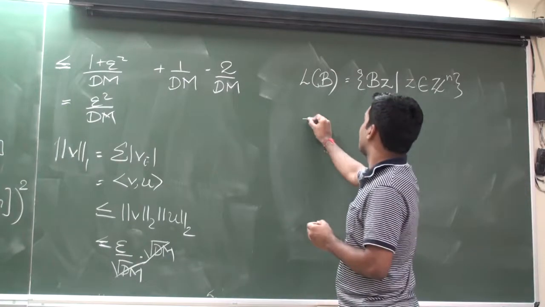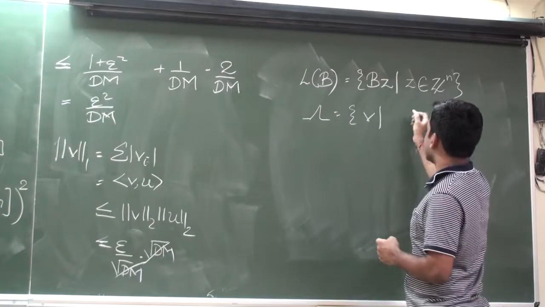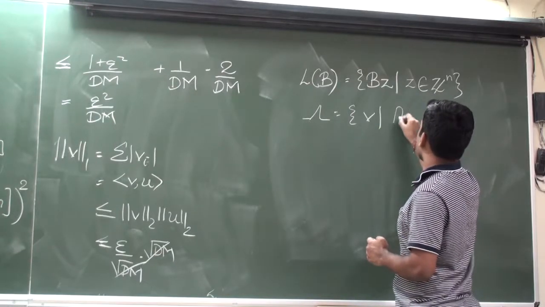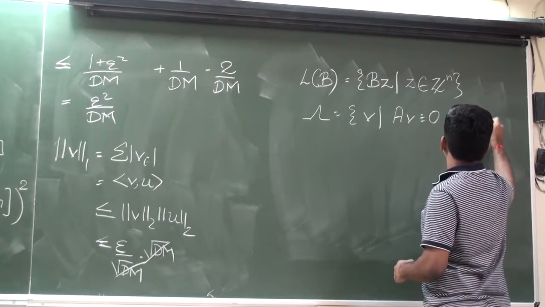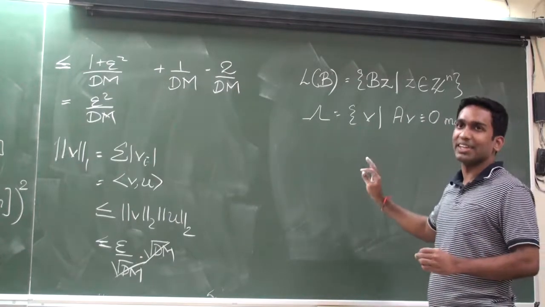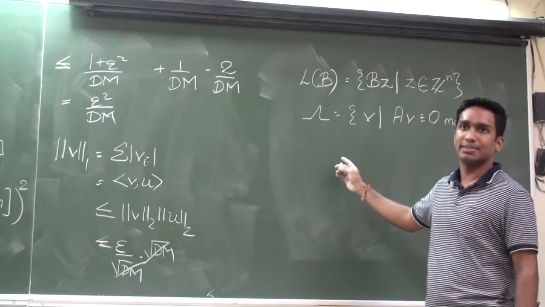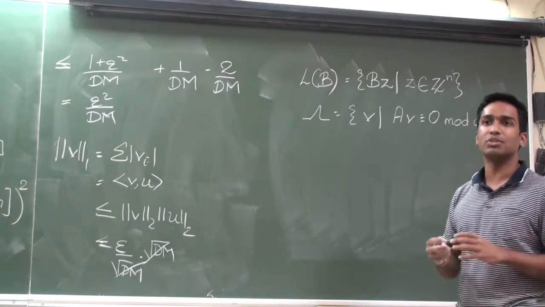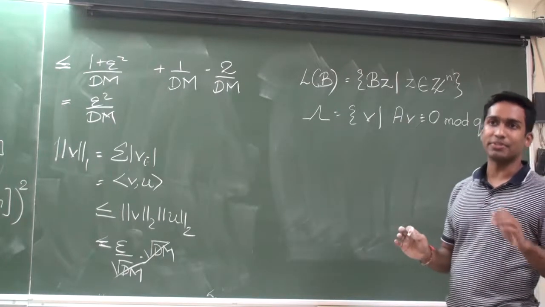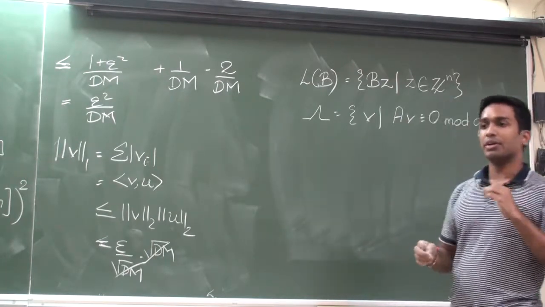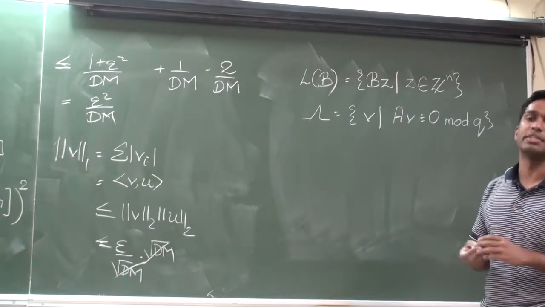What Ajtai showed is, if I look at a lattice of this kind, all the vectors V such that A times V is equal to 0 mod Q, just believe me, this is a lattice. Then if you can solve the shortest vector in this lattice, you have an efficient method to solve the shortest vector in any lattice. And this gave birth to lattice-based cryptography. So you are relating the average-case hardness of SVP to the worst case.